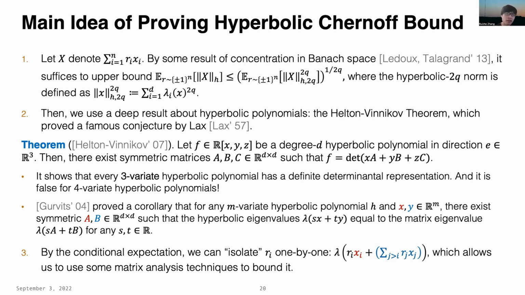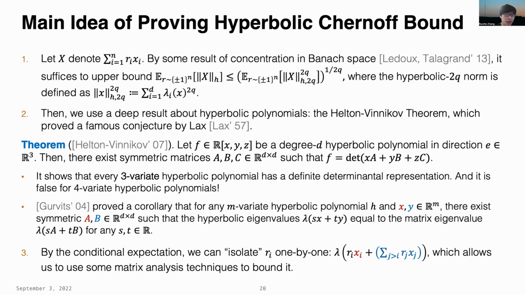This theorem does not hold for 4-variable hyperbolic polynomials. And Gurvits proved a useful corollary: for any n-variable hyperbolic polynomial h, and for any 2 vectors x and y in R^n, for any n, there exist 2 symmetric matrices A and B, such that the hyperbolic eigenvalues lambda(sx plus ty) for any s, t are equal to the matrix eigenvalues lambda(s times A plus t times B). This corollary allows us to translate between hyperbolic and matrix.